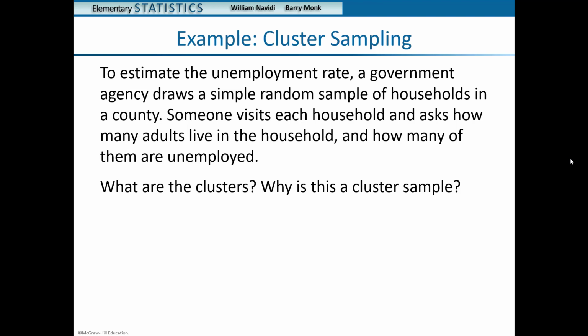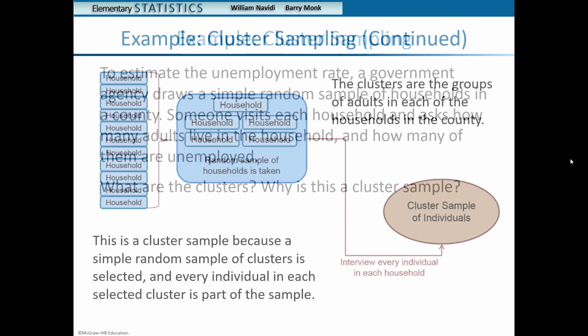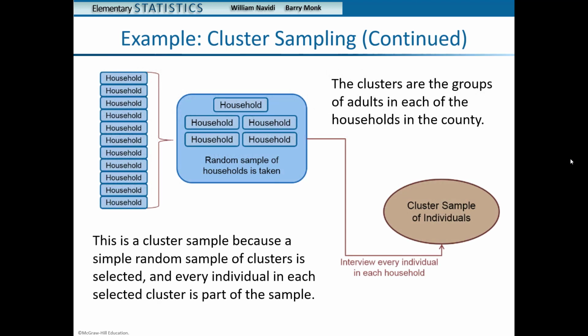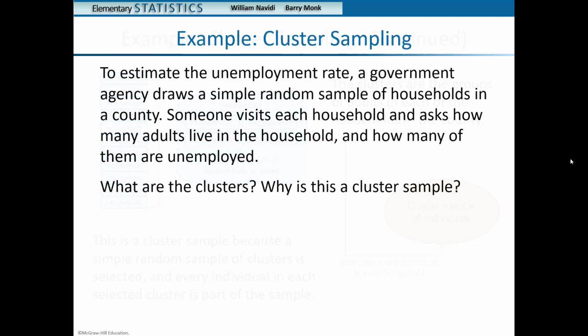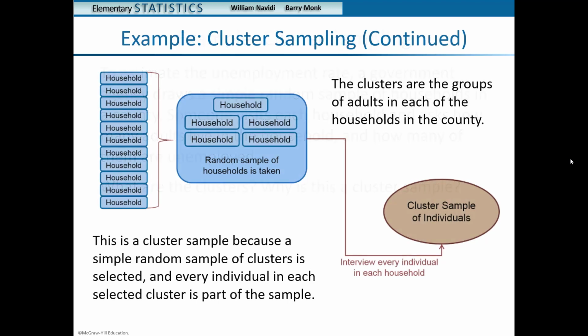A government agency draws a simple random sample of households in a county. Someone then visits each household and asks how many adults live in the household and how many of them are unemployed. Right, so we're drawing a simple random sample of households, and so the households would be the clusters, okay? And then this is a cluster sample because we're doing a simple random sample of clusters, right? So the households are the clusters, right?